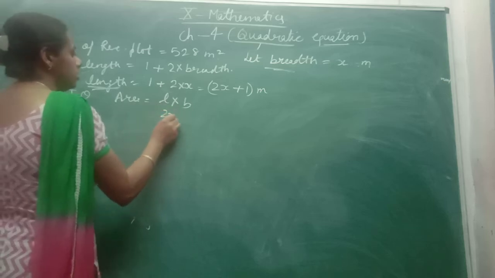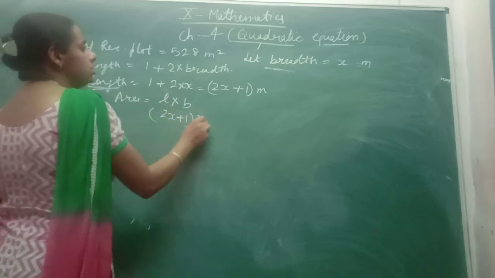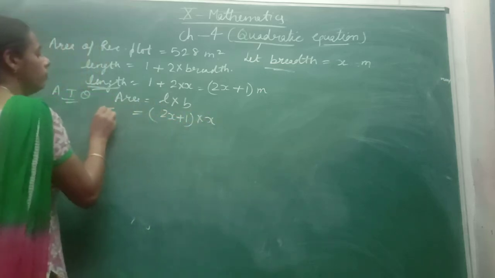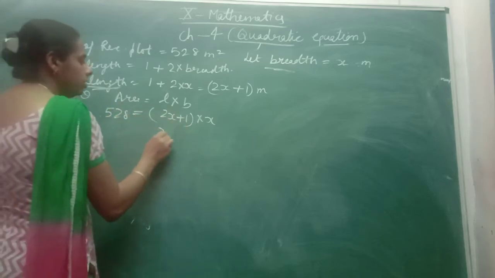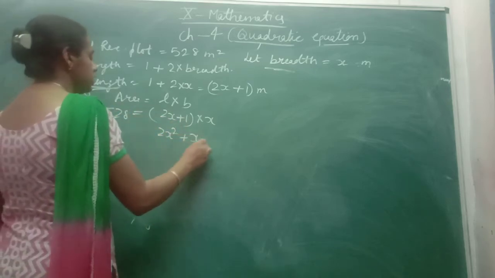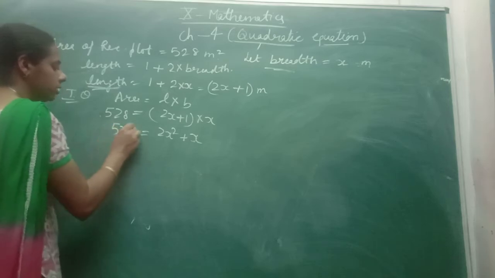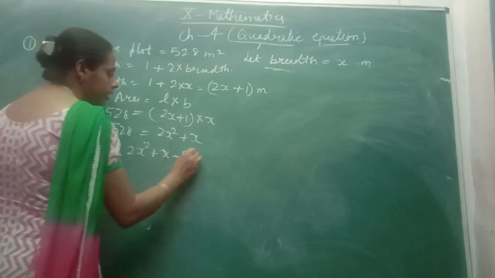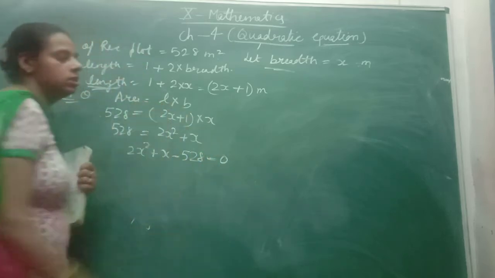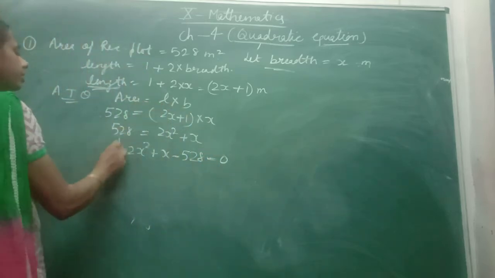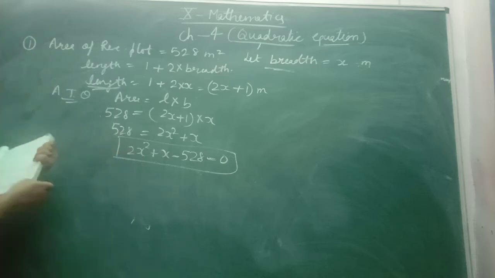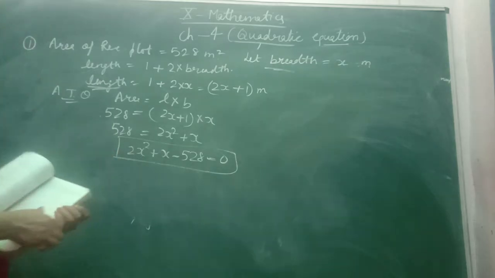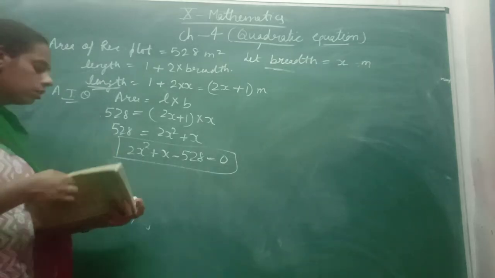What is the length? That is 2x plus 1. Breadth is x and area is 528. On multiplying you will have 2x square plus x is equal to 528. 2x square plus x minus 528 is equal to 0. So this is the required quadratic equation. Okay, this is the basic representation of the quadratic equation.